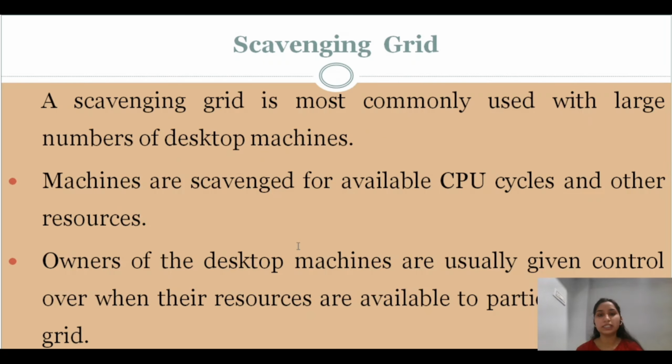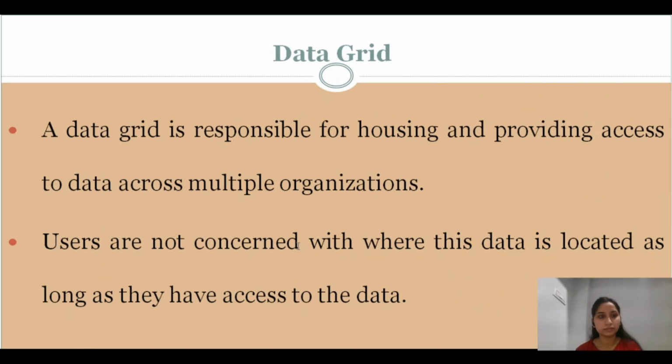A scavenging grid is most commonly used with large number of desktop machines in which machines are scavenged for available CPU cycle and other resources. And owner of the desktop machine are usually given control over when their resources are available to participate in the grid. Data grid is responsible for housing and providing access to data across multiple organizations in which users are not concentrated with where this data is located as long as they have access to the data.